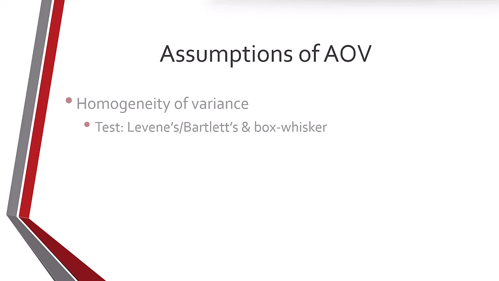The first is homogeneity of variance, that the variances of the different treatments are approximately equal. If a treatment is much more variable, or much less variable, than the others, the analysis will not work. So to determine if this is the case, we can look at a box whisker graph and run a test for homogeneity of variance. Levene's is generally chosen, but Bartlett's is also an option.